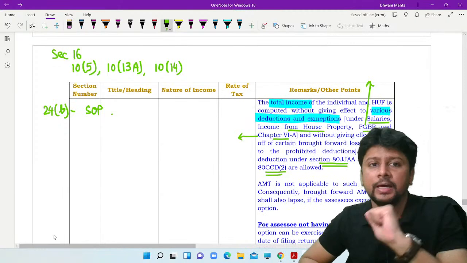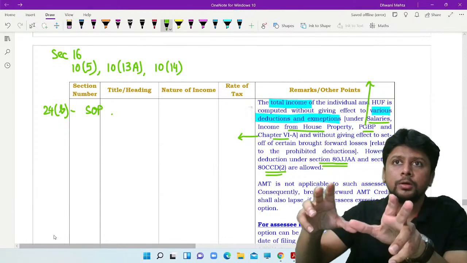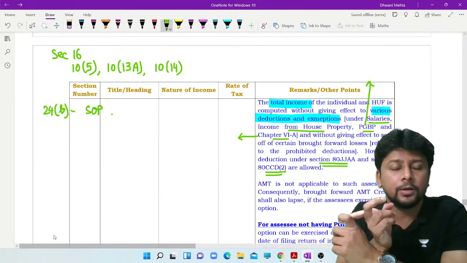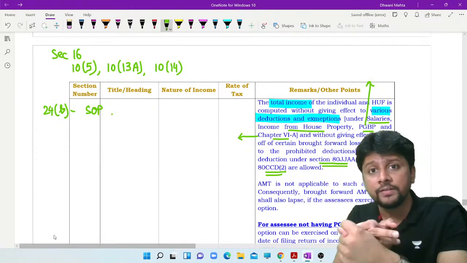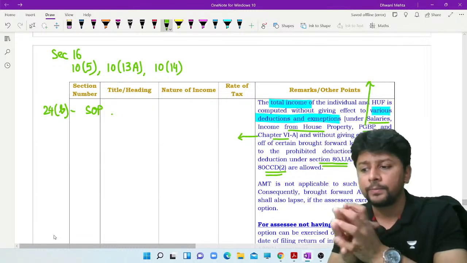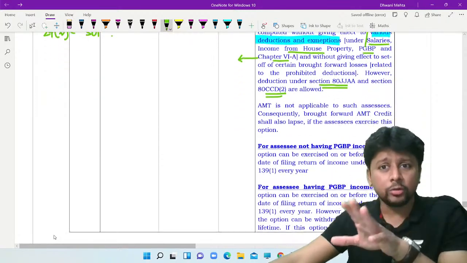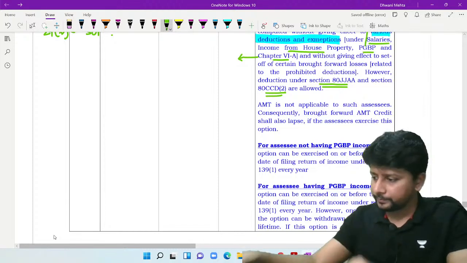Brought forward losses are also not eligible. So, brought forward house property loss cannot be set off. Brought forward PGBP loss relating to 35AD, relating to Section 35 scientific research contributions, nothing of that is permitted. Your total income definitely gets computed on a much, much higher amount.